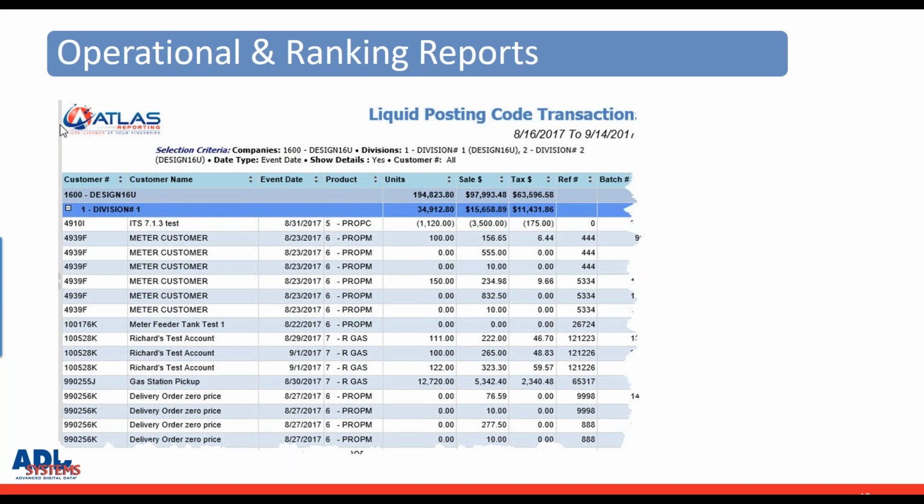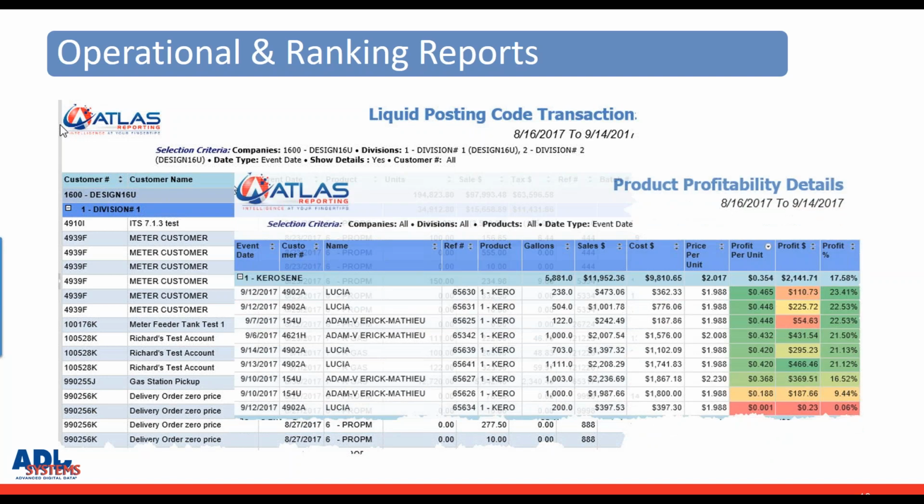But operational reports usually tend to be grid reports with data on them, things that different folks in your organization need on a daily basis to be able to do their jobs, check prices. Salespeople might need a price sheet so they know what the current price is of all the different products as they're going out to meet with their potential clients. So that's an operational report. A ranking report is a little bit different.